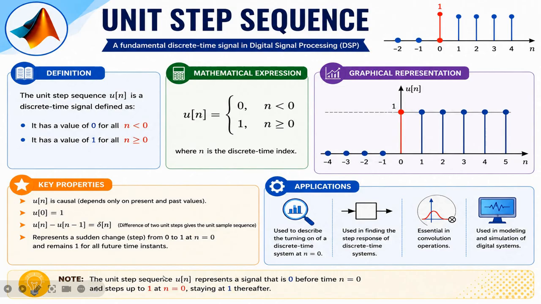Now here you have a note which emphasizes the importance of the fundamental behavior of the signal, and it states that the unit step sequence remains 0 before n equal to 0 and changes to 1 at n equal to 0, maintaining that value for all future time instants. This property makes it an ideal signal for representing sudden changes or the activation of digital systems.